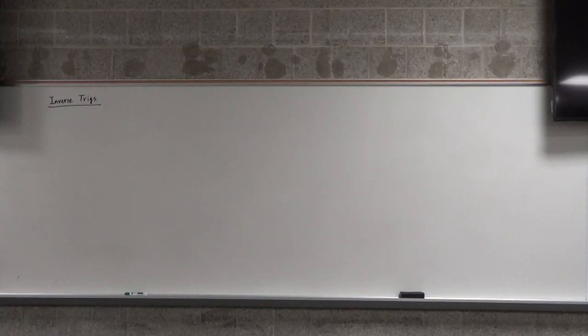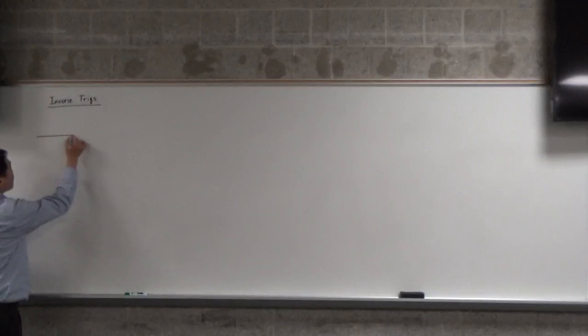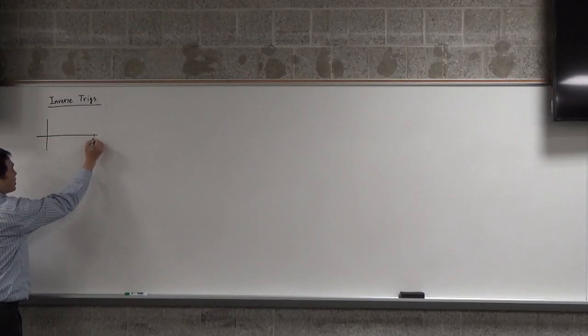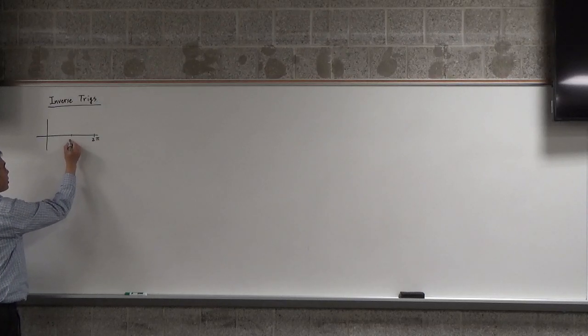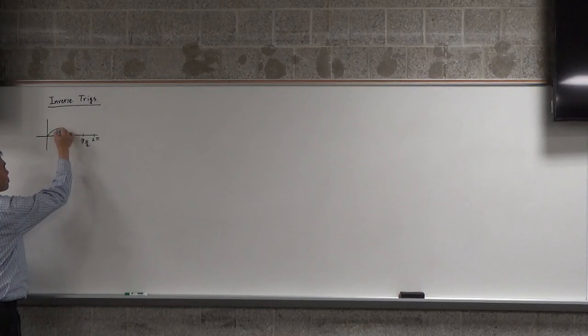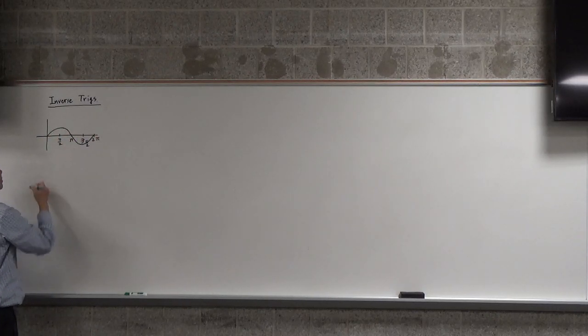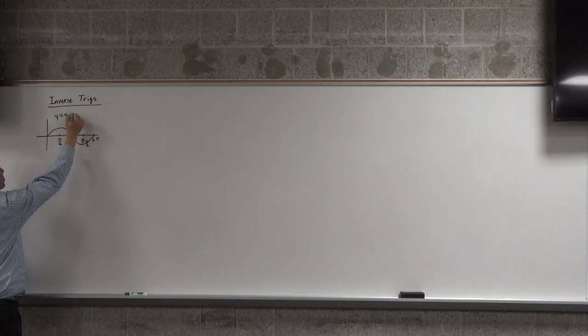Okay, for this topic, I'm going to assume that you know the graphs of sine, cosine, and tangent. So let me quickly draw them. Sine repeats every 2 pi. And the graph looks like that. This is y equals sine of x.